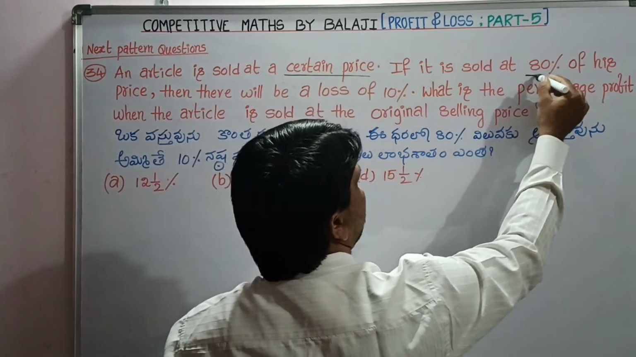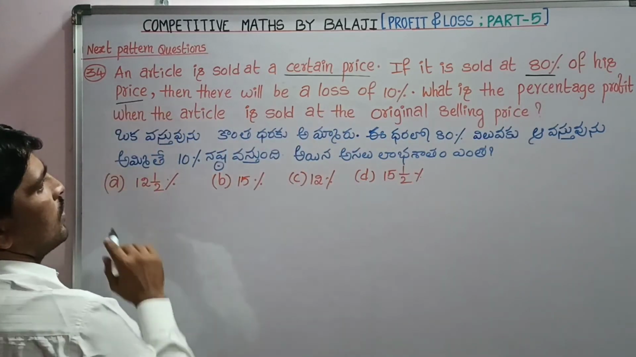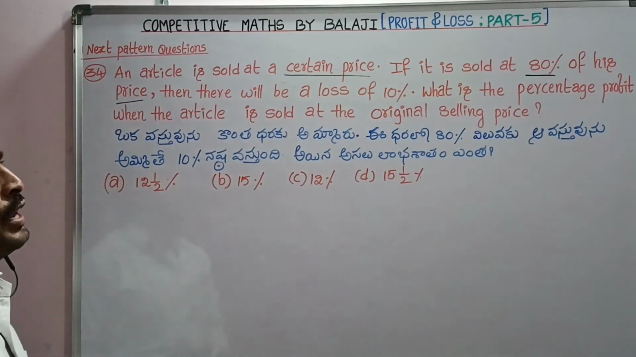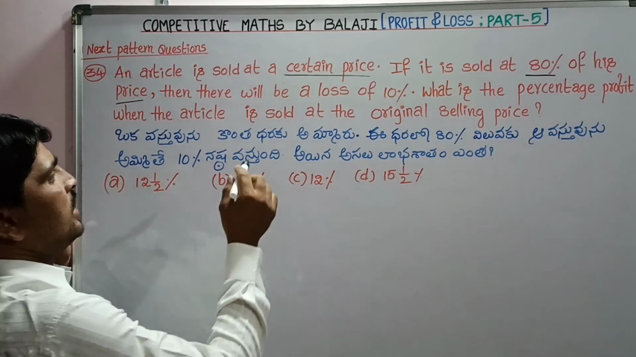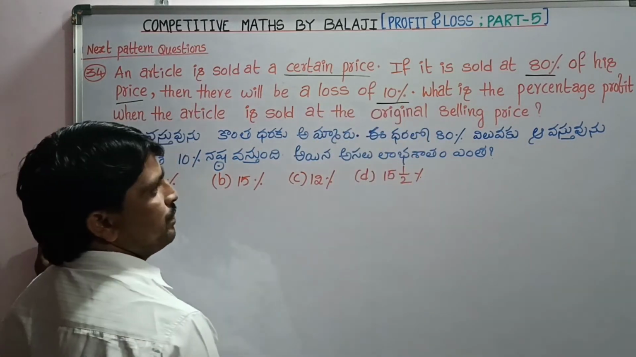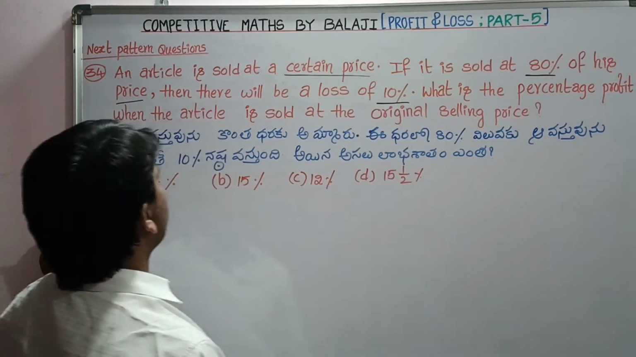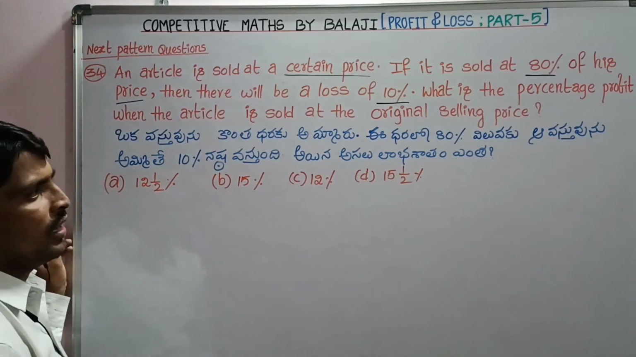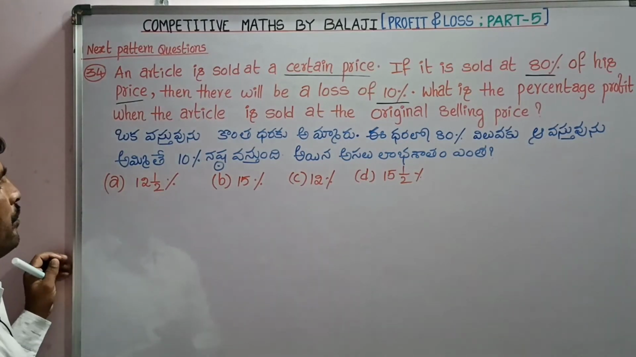If it is sold at 80% of his price, then there will be loss of 10%. What is the percentage profit when the article is sold at the original selling price?